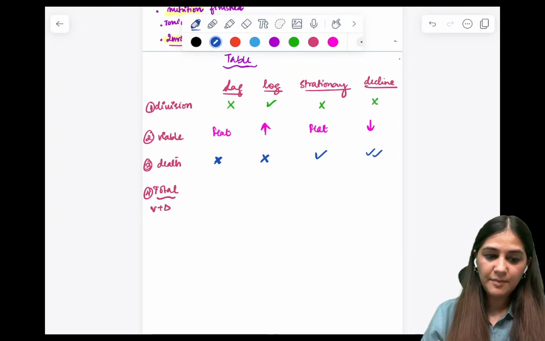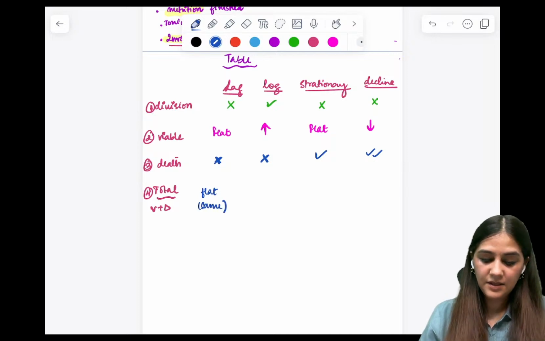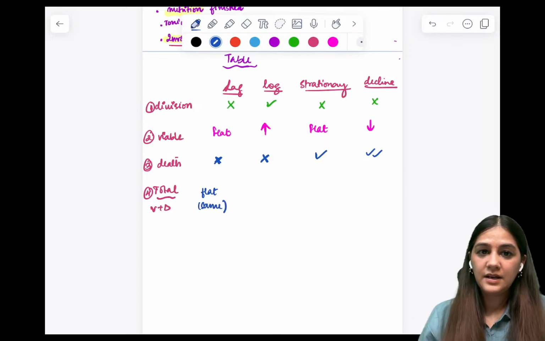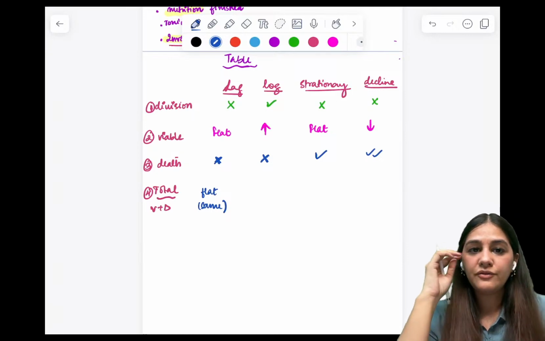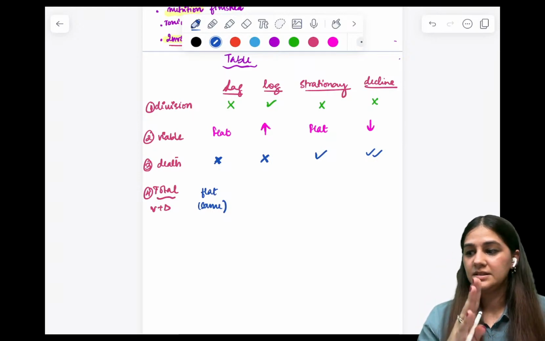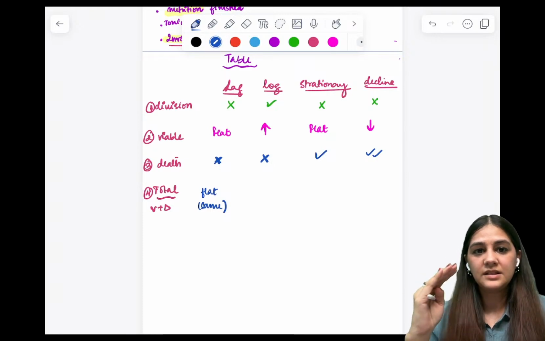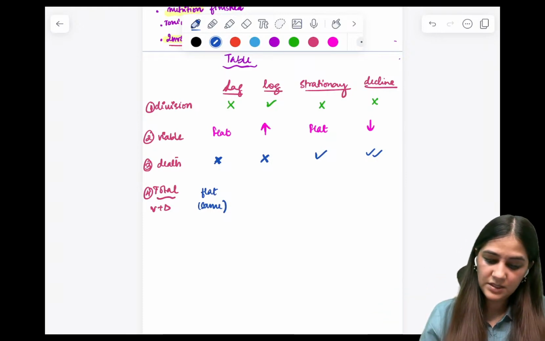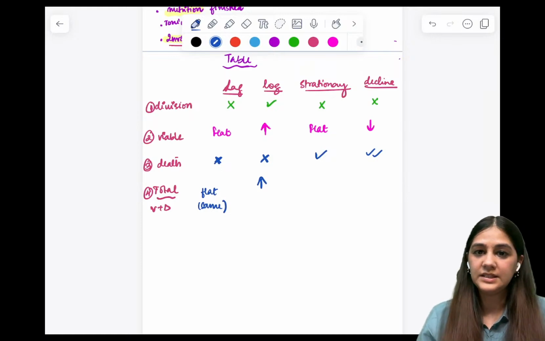So what is going to happen to the total count? It is going to remain flat. Again, what is happening in the log phase? Is viable count increasing? Yes. Is death increasing? No. But total count is viable plus death. So if viable is increasing, the total count is going to increase. So what is going to happen in the log phase? The total count is going to increase.